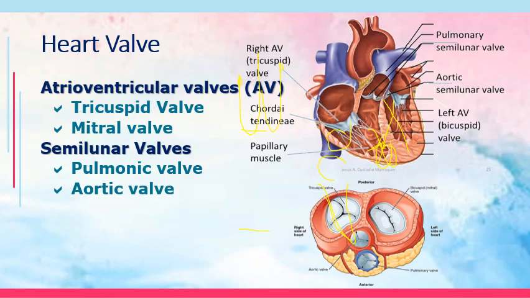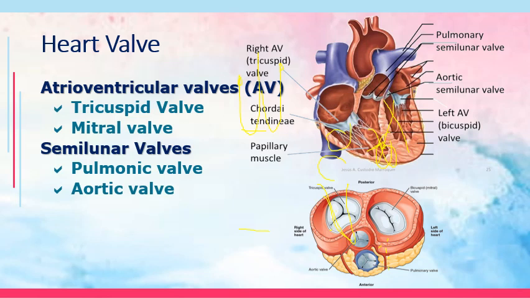Now, let's talk about your semilunar valves. Your semilunar valves are all composed of three leaflets. Okay, look at this picture. You have two semilunar valves: your pulmonic valve and your aortic valve. Looking at this picture, they both contain three leaflets.